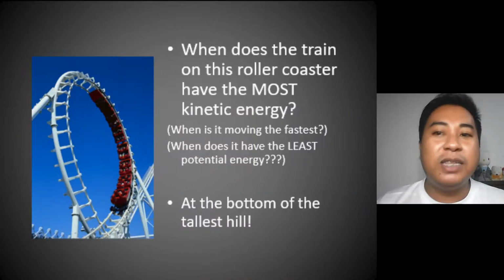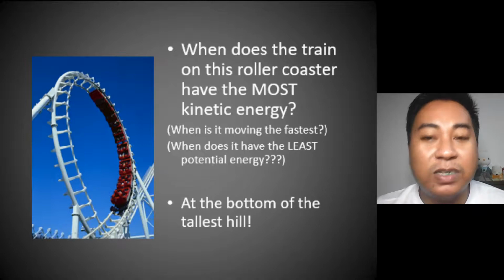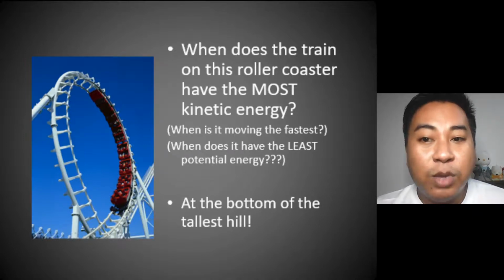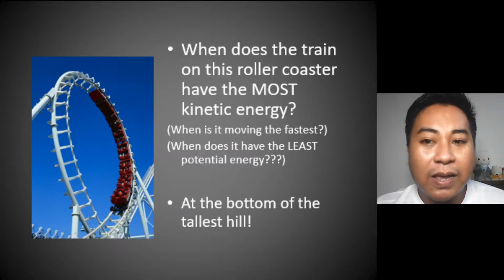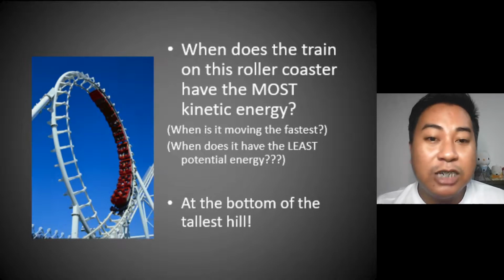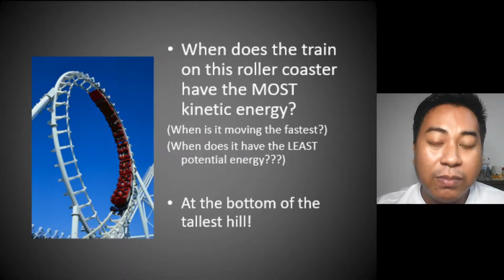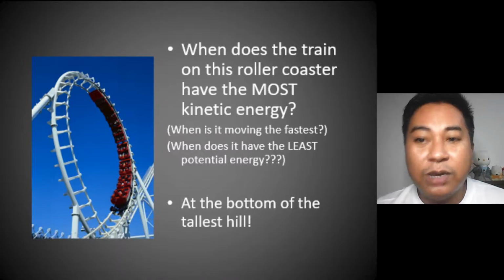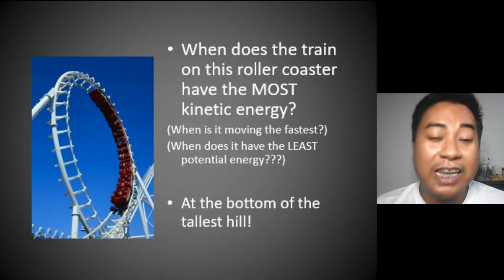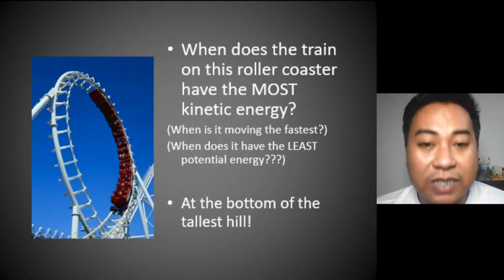Yan. So when does the train on this roller coaster have the most kinetic energy? When it is moving the fastest, or when it is moving the least? When does it have the least potential energy? First answer muna natin kung ano, most kinetic energy. Syempre at the bottom, wherein ang potential energy is the least. So when it is moving the fastest, the kinetic energy is also greatest.